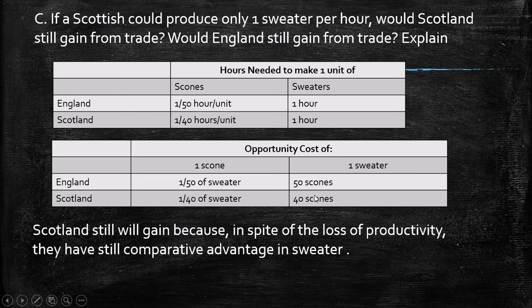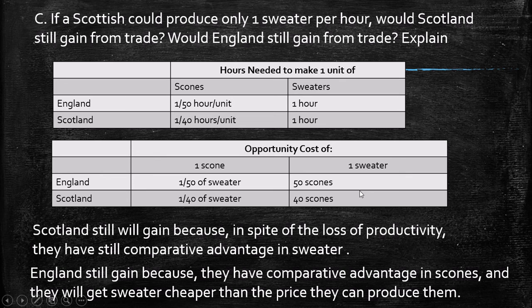We see here in the sweater how the Scottish opportunity cost is lower than the English opportunity cost. And England still gains, because they have comparative advantage in scones, and they will get sweaters cheaper than the price at which they can produce them.